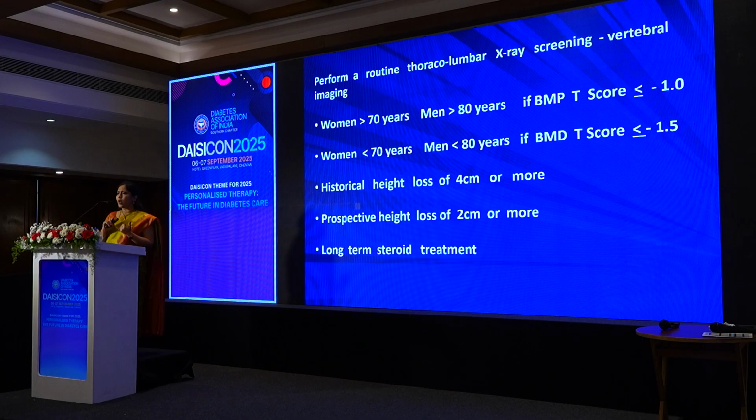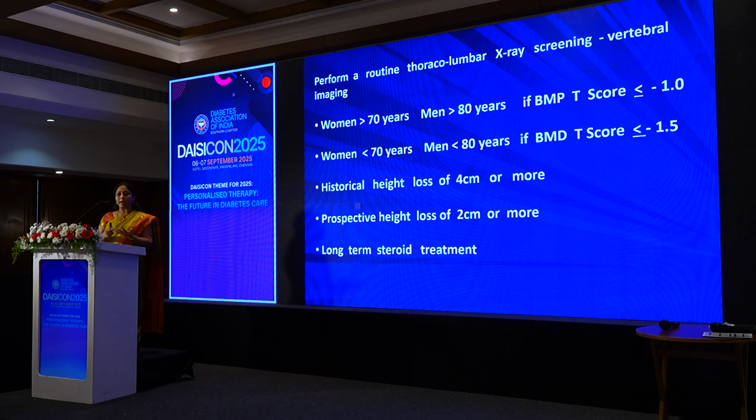Apart from that, if there is one thing that I would really like to recommend, I think getting a routine thoracolumbar X-ray in most of your patients, especially people above the age of 60 that come to your clinic, I think that gives you a lot of information. If there is a reduction in the height of the patient, historical height reduction of 4 centimeters or more, or a height reduction compared to what they were last year to what they are today.